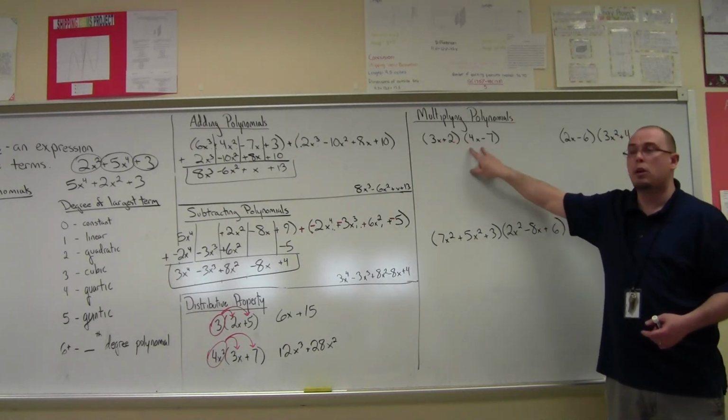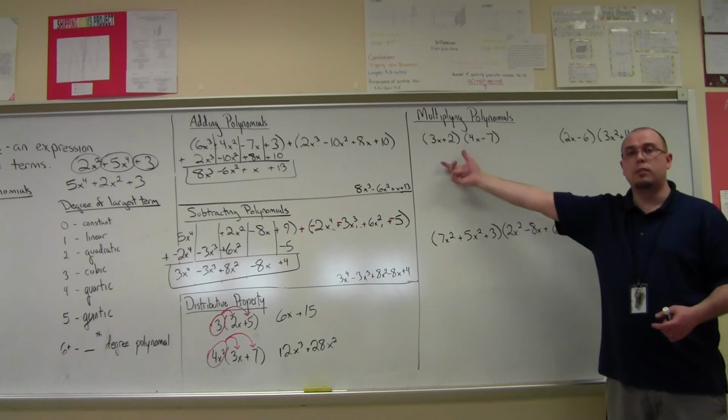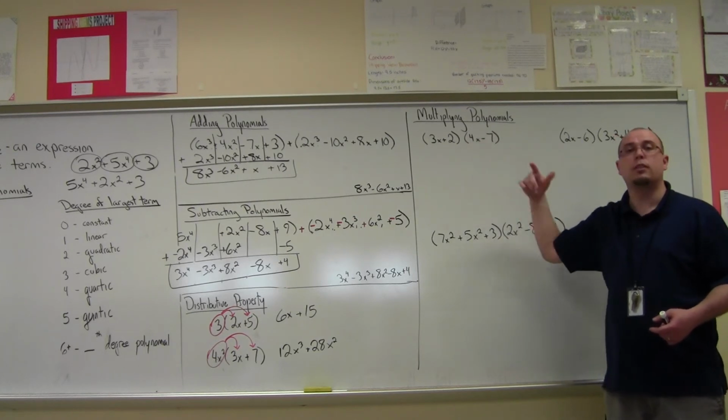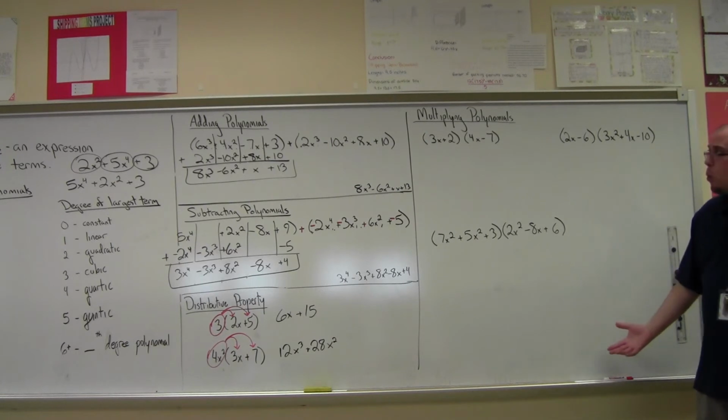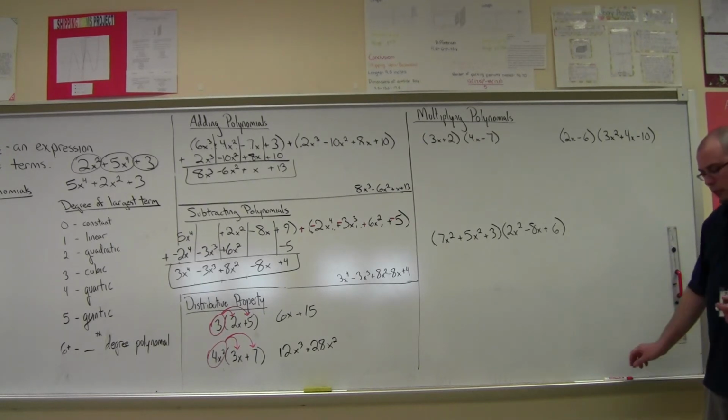So we have 2 terms here, we have 2 terms there. When you're multiplying a binomial by a binomial, you can FOIL. Anything else you have to distribute. So you might as well just learn one rule. So all we have to do here is distribute.